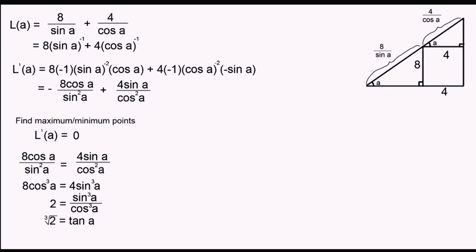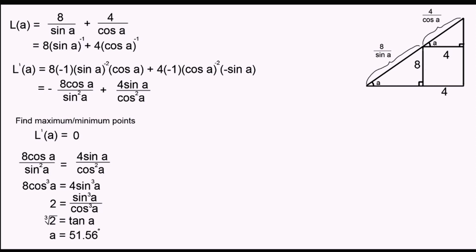We can take the cube root of both sides, and we can use the trig identity of sin a over cos a equals tangent a. So we can sub in tan a. Then by taking the inverse tangent of both sides, we can find that the angle that gives us the max or min is 51.56 degrees.